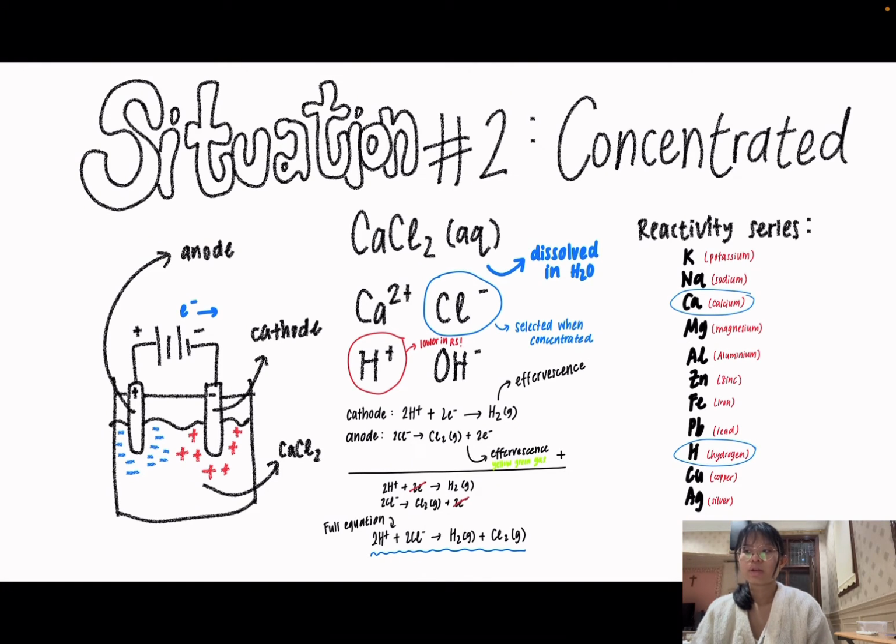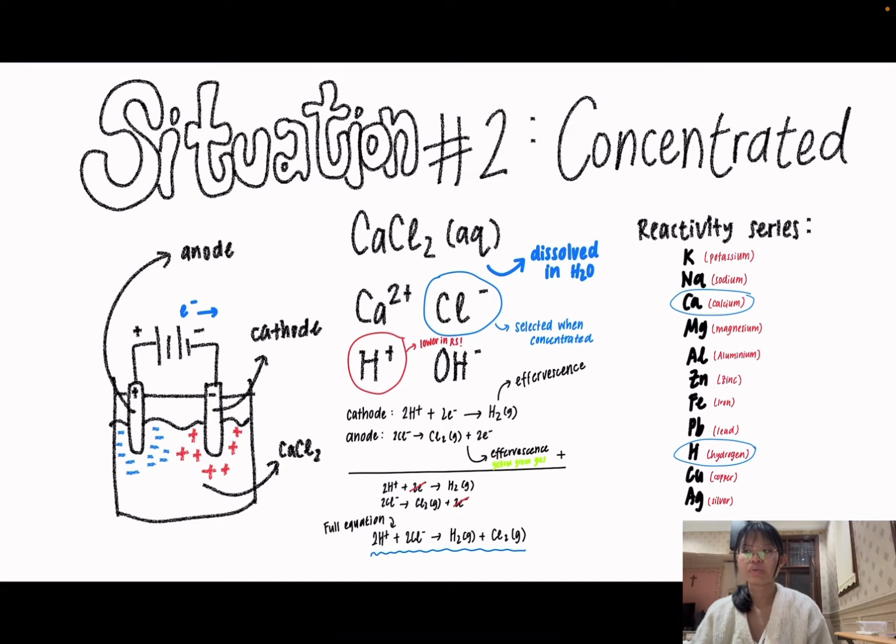So at the cathode, we can observe the same observation, which is effervescence, because we select the hydrogen ions. Therefore, the reaction that's happening at the cathode would be 2H+ + 2e- = hydrogen gas.